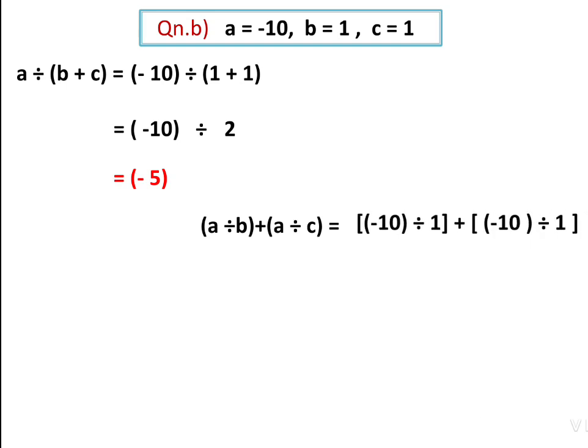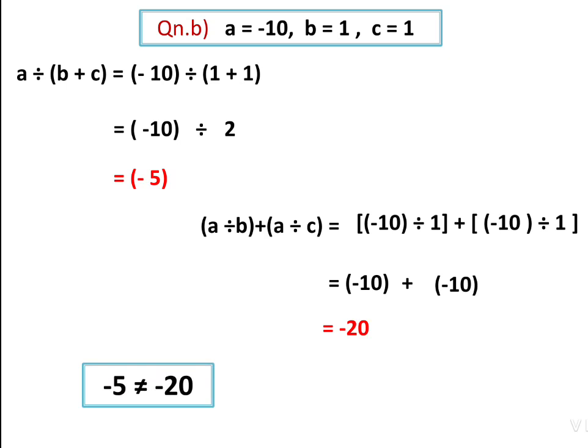Then second part, A divided by B plus A divided by C. That is minus 10 divided by 1 plus minus 10 divided by 1. Minus 10 divided by 1 is minus 10, plus minus 10, that is minus 20. Is minus 5 equal to minus 20? No, it is not equal. Minus 5 not equal to minus 20.